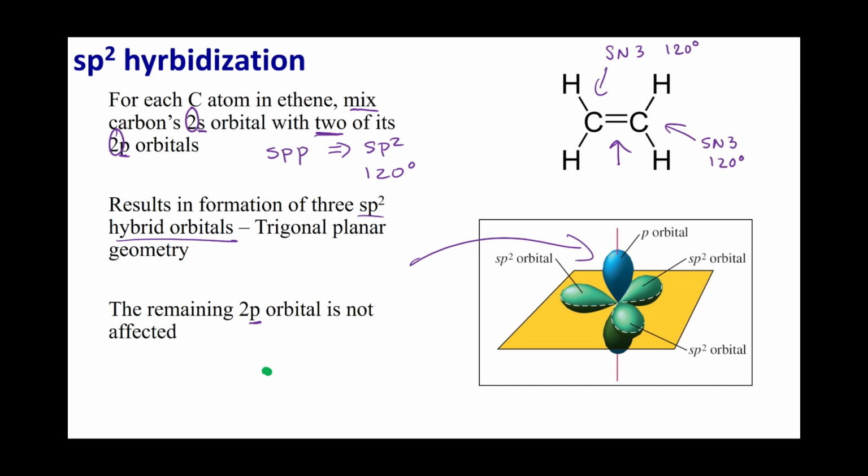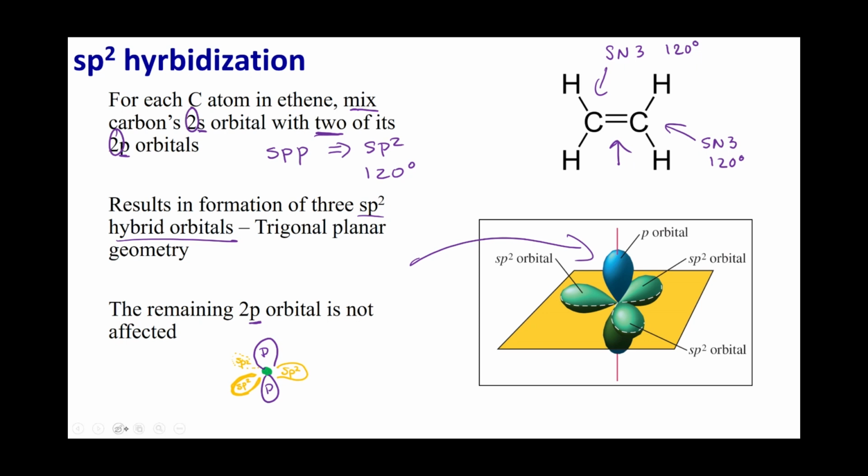What that means is one of my p orbitals is unhybridized. I'm going to put this in purple. 2 of my p orbitals with an s orbital are going to be hybridized, so I'm going to generate sp2 hybrid orbitals. One is going to go to the right, one is going towards you guys like this, and then one is going to go backwards like that.